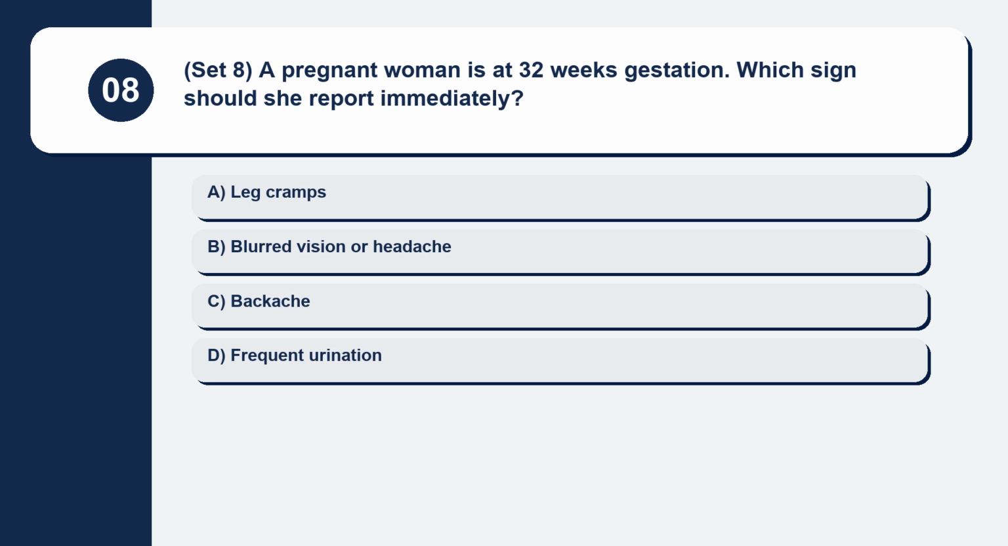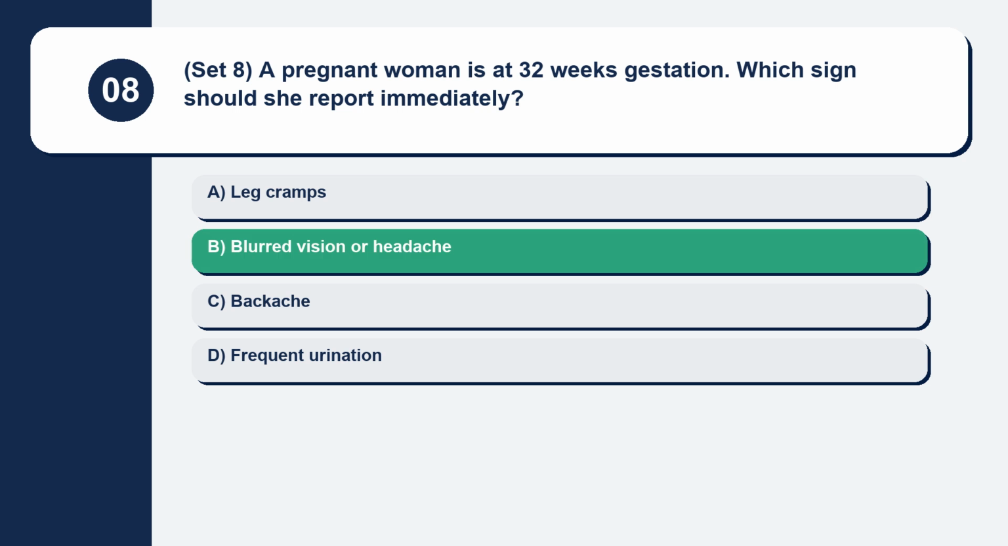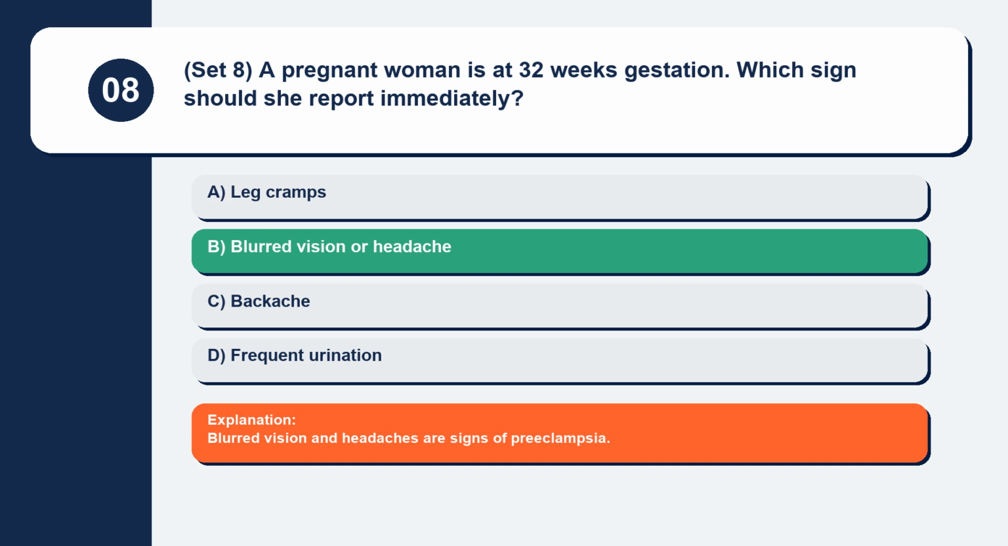Question 8. Set 8. A pregnant woman is at 32 weeks gestation. Which sign should she report immediately? Leg cramps, blurred vision or headache, backache, frequent urination. Blurred vision and headaches are signs of preeclampsia.